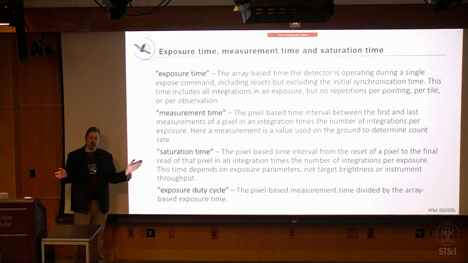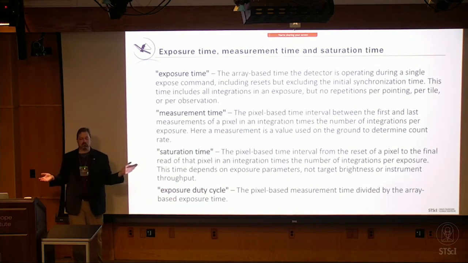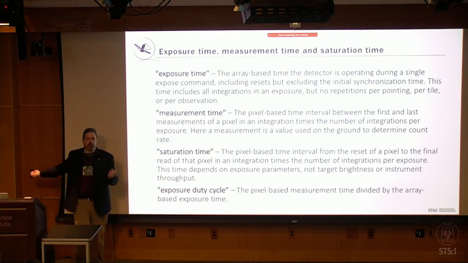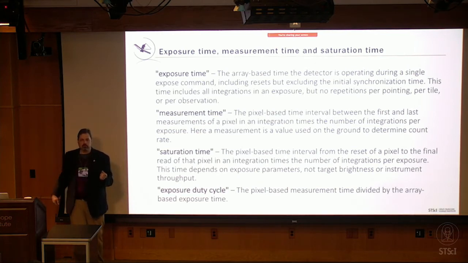The array-based time, of course, is important for how long it actually takes to do it. The pixel-based time is more important for, for example, calculating saturation. Right? So a pixel only cares about being saturated in the time it's actually seeing photons that are downloaded to the ground. It doesn't care if some other pixel is doing something later on.